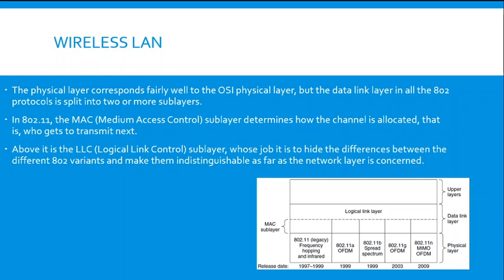Above is the LLC, the logical link control, whose job is to hide the differences between the different 802 variants and make them indistinguishable as far as the network layer is concerned. As you can see from the illustration, we have upper layers, the data link layer, and the physical layer. We have release dates from 1997 to 2009, where the MAC sub-layer, or differently called the logical link layer, differs from 802.11 with frequency hopping and infrared to 2009 802.11n with MIMO OFDM.